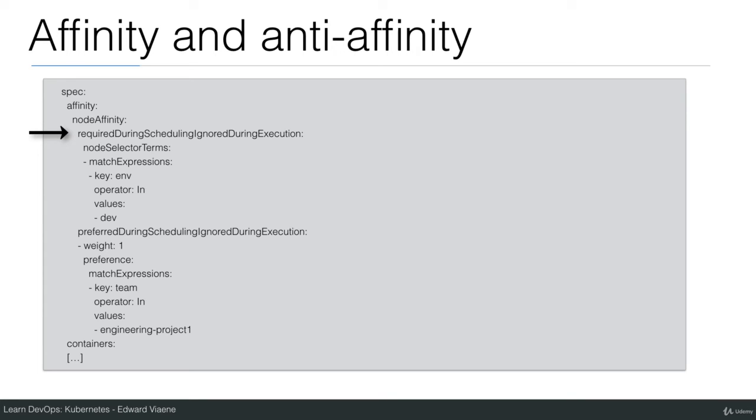If the label env is dev on one of our nodes, then we can be sure it will be scheduled, because we have a second rule, the preferred rule, and the preferred rule is a preference. So it will look for nodes that match, but if it doesn't match, it will still get scheduled. We're going to give it a weight, and I will explain the weight in the next slide. And then we have the preference. The preference is match expression, team in engineering project 1. So we're looking for the label team equals engineering project 1. But if there are no nodes with engineering project 1 as a label, then we'll still schedule it on a node that has env equals dev, but is missing this label. So I'll show you how that works in the next demo.